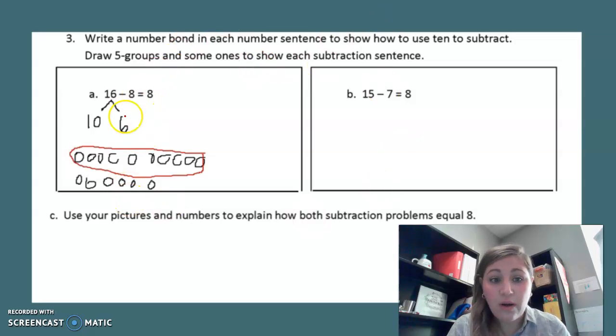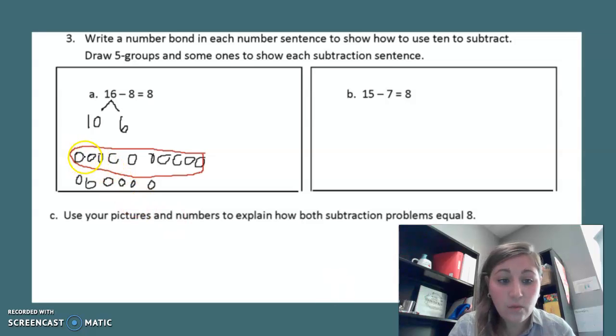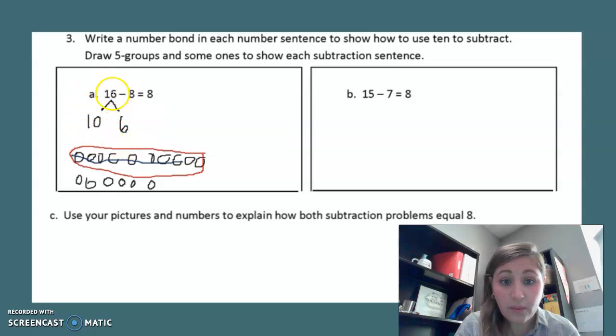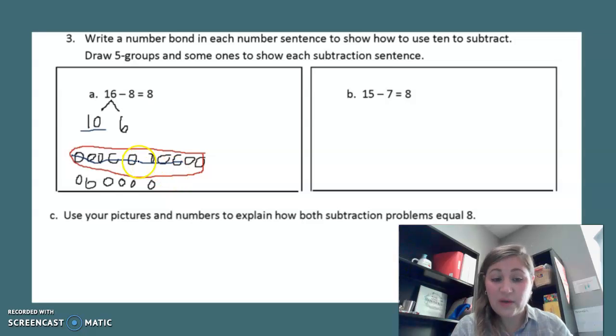I also want to show how they subtracted 8. So I would cross out 8. 1, 2, 3, 4, 5, 6, 7, 8. And I would cross them out. So that's all I have to do to show a number bond and my 5 groups for this picture. Here is my number bond showing how I use 10 because one of my parts is 10, and here's my picture. So you'll complete this problem just like that.